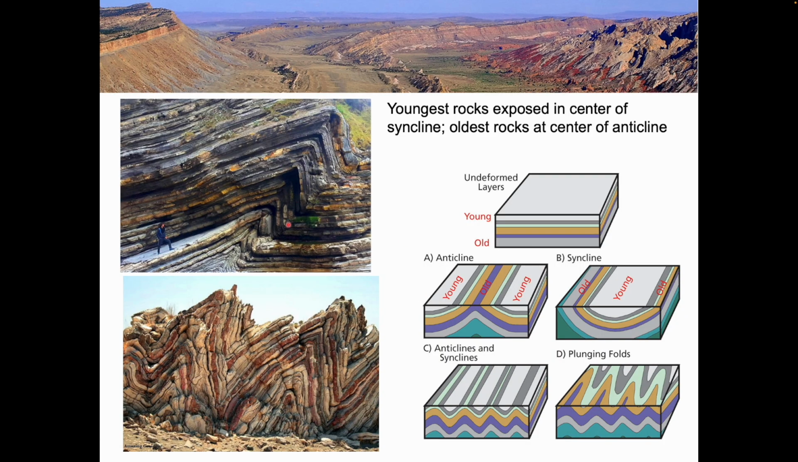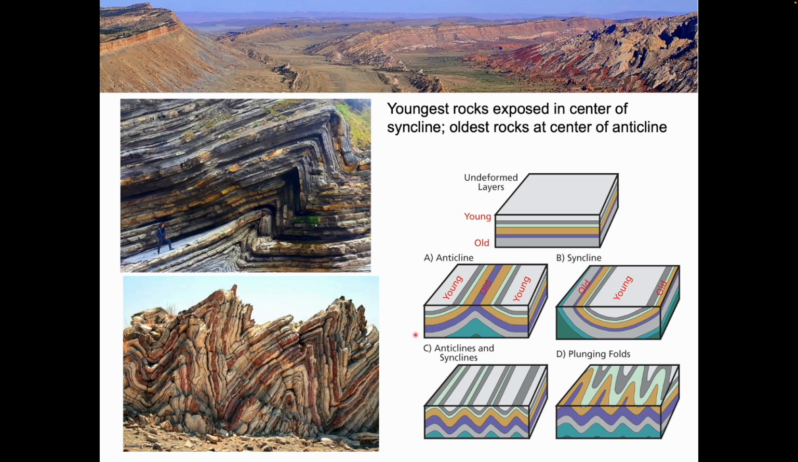Folds are not always rounded. Sometimes they can be very sharp. These are called chevron folds, and they occur shallower in the ground surface. A nice rounded fold requires some confining pressure of overlying rocks, but when you don't have that, when you're closer to the surface, your rocks will break at angles rather than in folds.